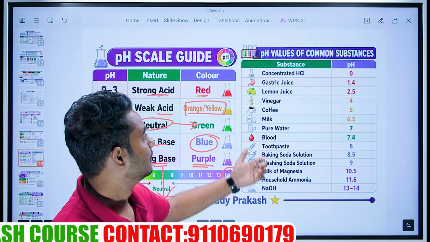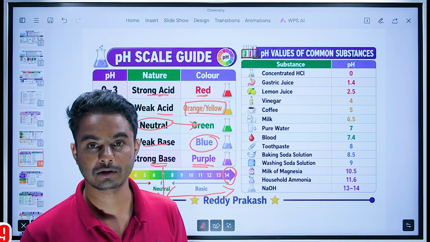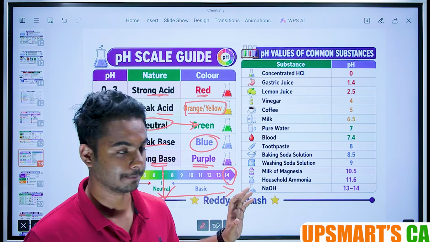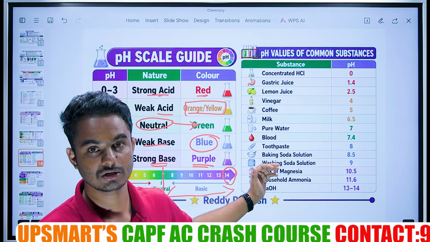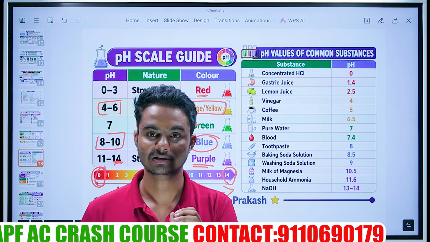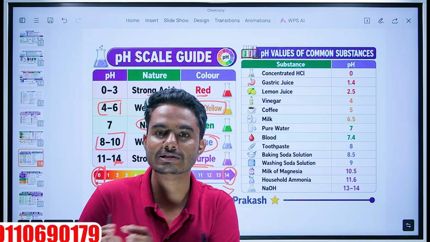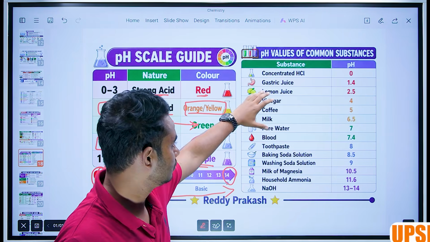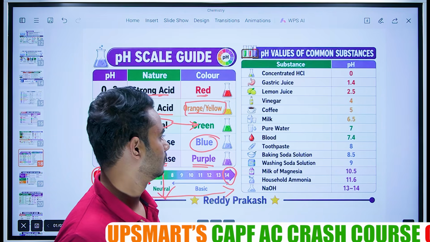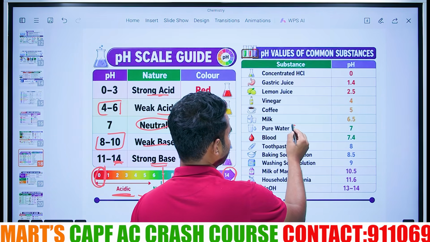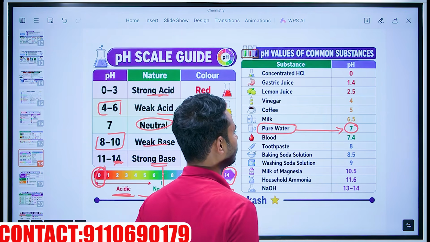And the pH of common substances in our environment are to be mugged up. They might ask a sequence of arrangement in pH. They can give different substances. They might ask you to arrange from lower pH to higher pH or vice versa. So you should be aware of the pH numbers or the sequence at least. One of the main things is pure water. Water we drink is pure water, that is 7.